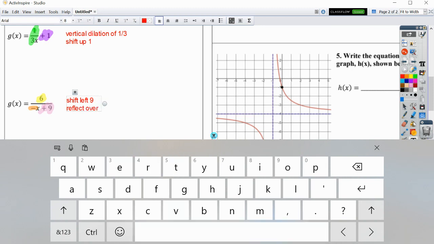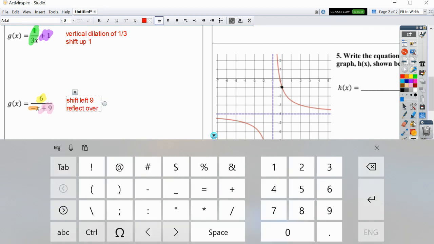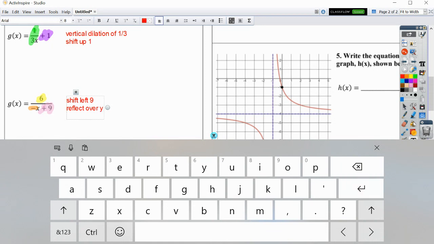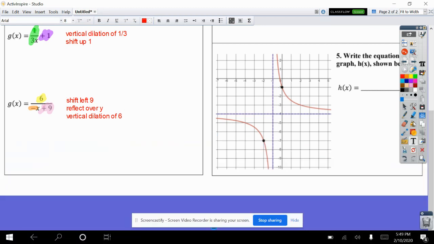And then lastly, since I just did both of my horizontals, I have one vertical transformation to list, which is the 6 on top. So that tells me vertical dilation of 6. Okay. We're done with that.